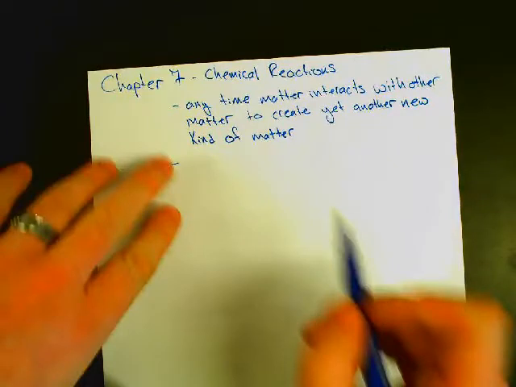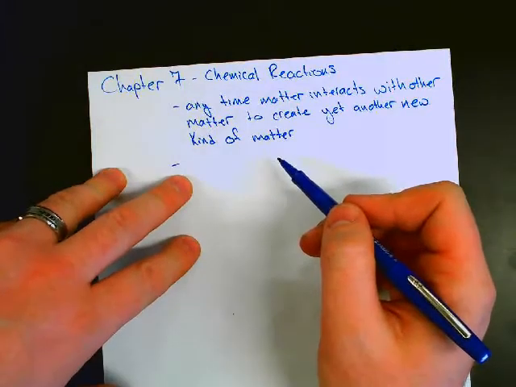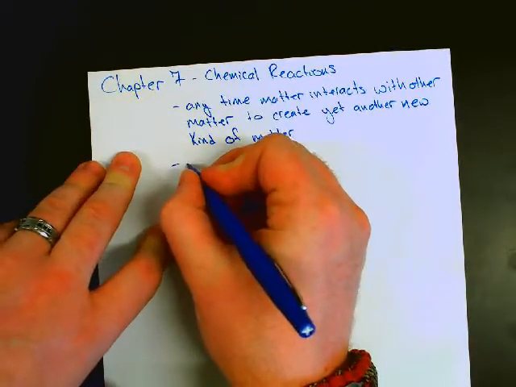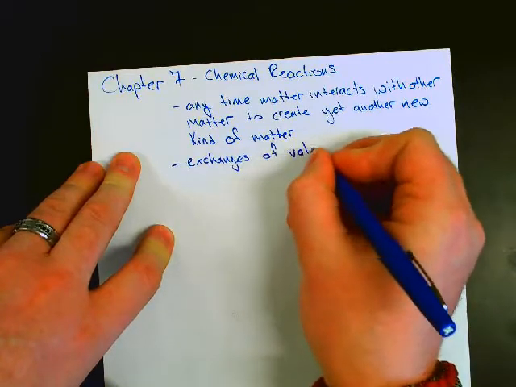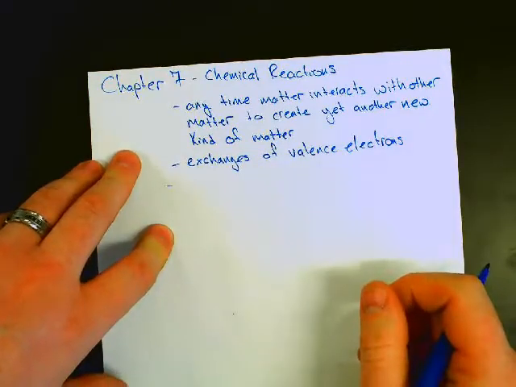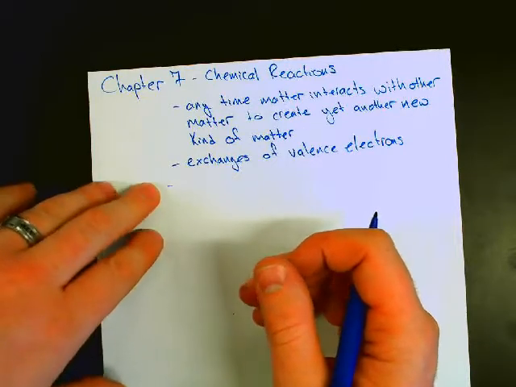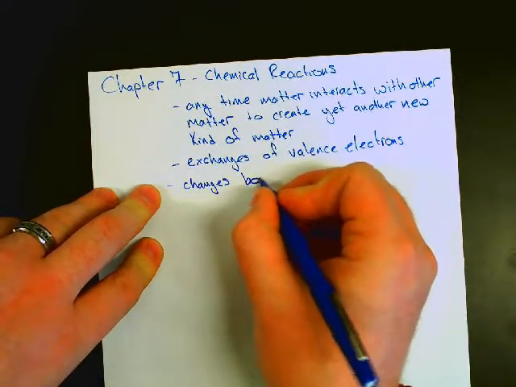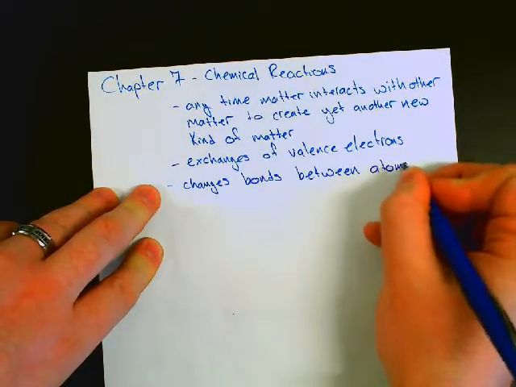All right, so anytime matter interacts with other matter to create yet another new kind of matter. This happens through exchanges of valence electrons. Or this could occur through changes in bonds between atoms.